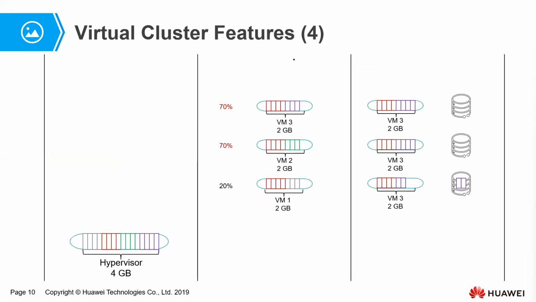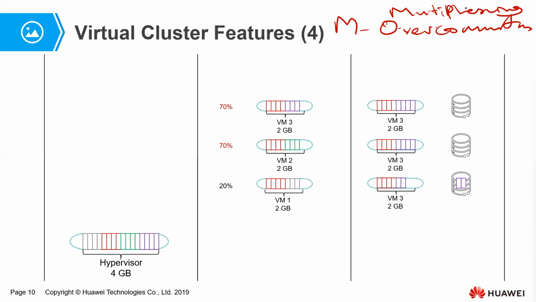Now we want to look at another feature called memory overcommitment. Sometimes it's called multiplexing, depending on the vendor. With memory overcommitment, basically, it allows virtual machines to use more memory than the total physical memory of the physical server, by leveraging specific technologies to improve our virtual machine density.